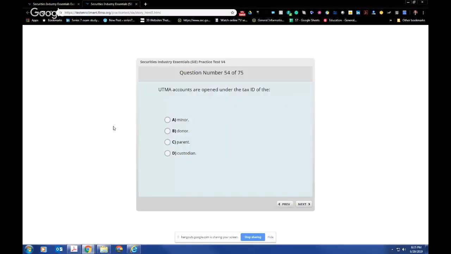UTMA accounts are opened under the tax ID of the, it's always under the minor. UTMA is under the minor. UGMA is under the minor. The custodian manages it, and the custodian actually writes a check for the taxes, but the responsibility for the taxes is on the minor.